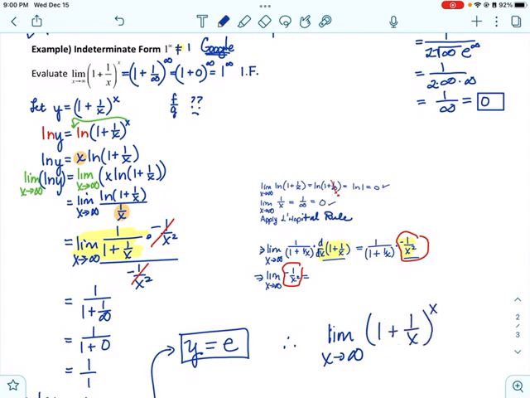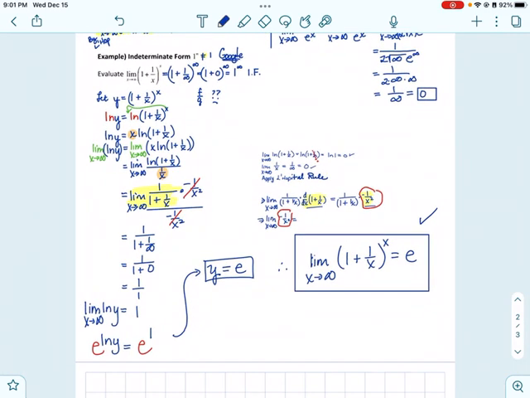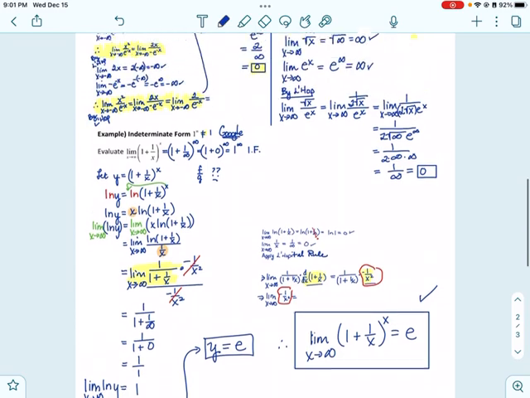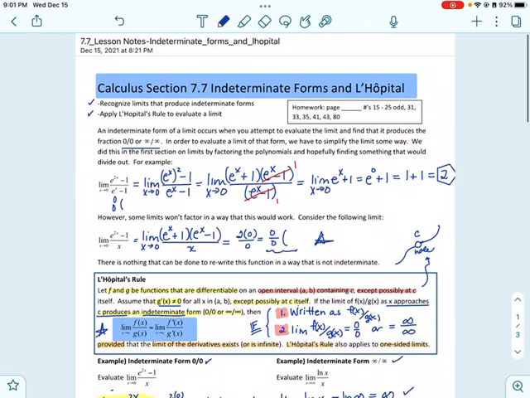Now, we talked about this last year in that chapter on exponential functions and logarithms. So just revisiting that as well. Okay, so that's it for L'Hopital's rule. And then in addition to this, we have some other activities in today's agenda.